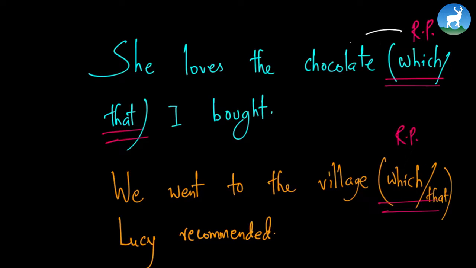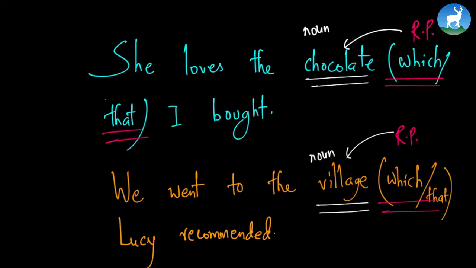And what are these doing? They are defining the noun that is just ahead of them. So they are defining chocolate here, and in the second sentence, they're defining the village. Alright, now let's study these sentences by dropping the relative pronouns. She loves the chocolate I bought. The sentence sounds perfectly fine. We don't need to use the relative pronoun. We went to the village Lucy recommended. So these relative pronouns are in fact optional. That is why I have kept them inside the brackets or parentheses.